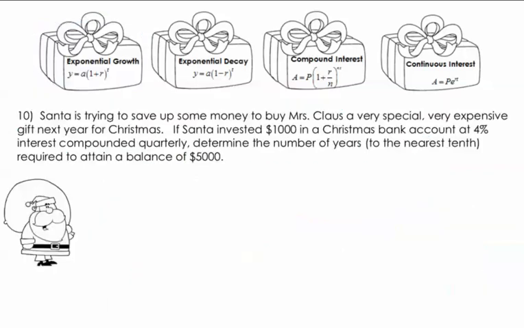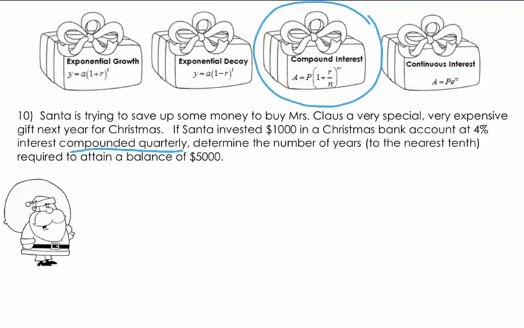Okay, so this next one, Santa's trying to save up some money to buy Mrs. Claus a very special, very expensive gift next year for Christmas. If Santa invested $1,000 in a Christmas bank account at 4% interest compounded quarterly. So compounded quarterly, that's right there is my keyword that's going to tell me my formula. Determine the number of years to the nearest tenth required to attain a balance of 5,000. So compounded interest, we see that word compounded. It's not followed by continuously, so we're going to use the compounded interest formula.